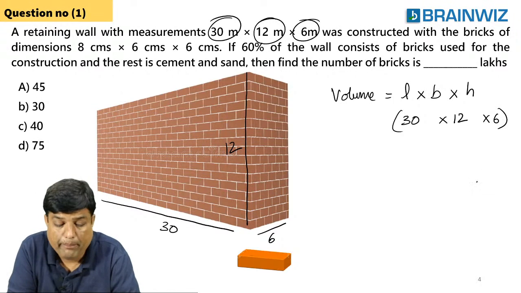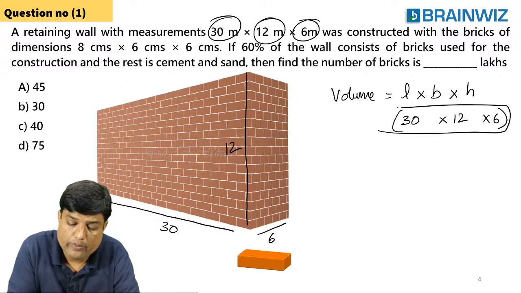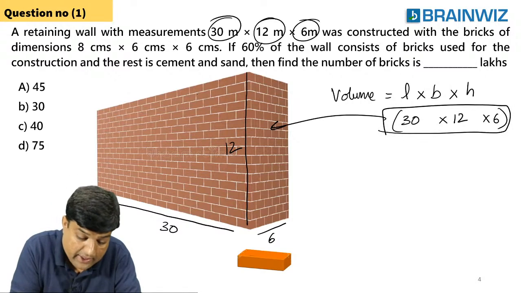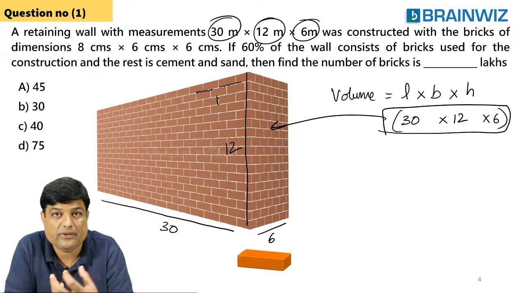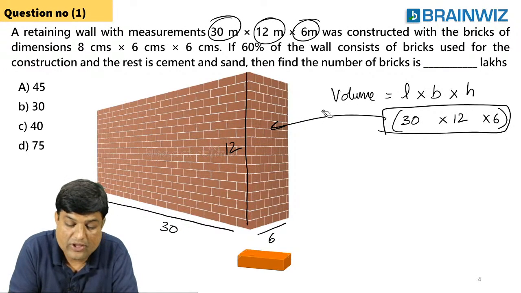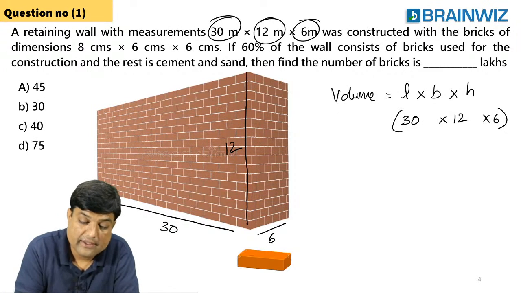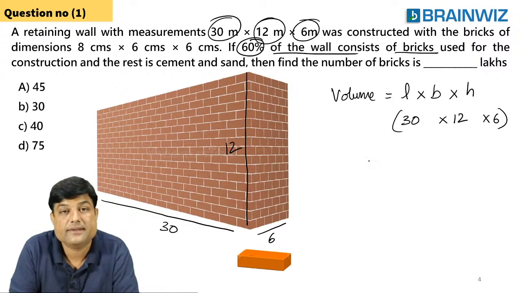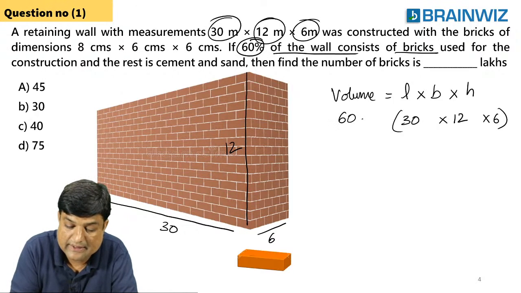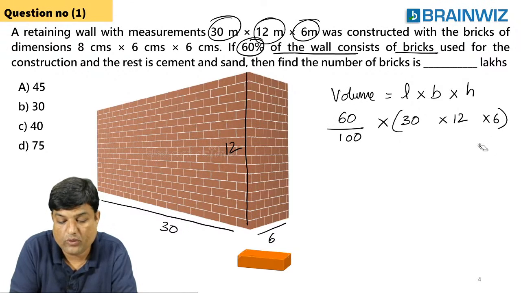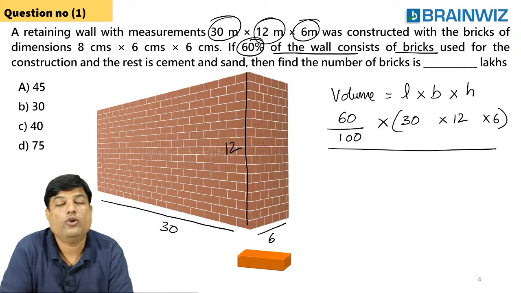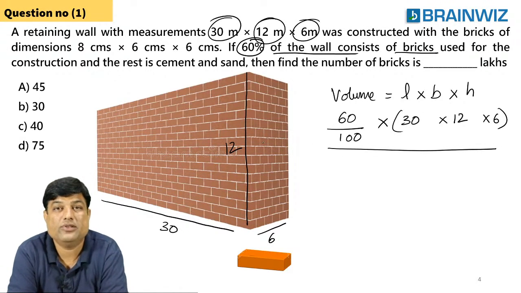Is it fine, everyone? But do you think the whole volume is made up of bricks? No. Here in between, if you try to see, cement is also there. Somewhere they are filling the cement to have stickiness. Are you understanding, everybody? Chaliye dekhte hain. So 60% of the wall is made up of bricks. So we have to multiply 60% of this wall. I hope you all are understanding. This is 60% of the wall.